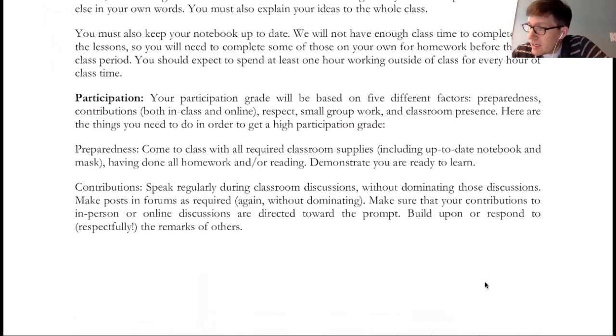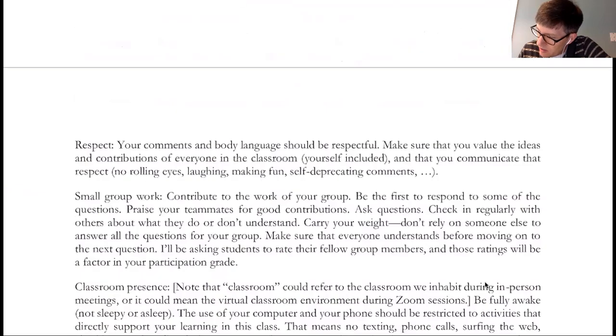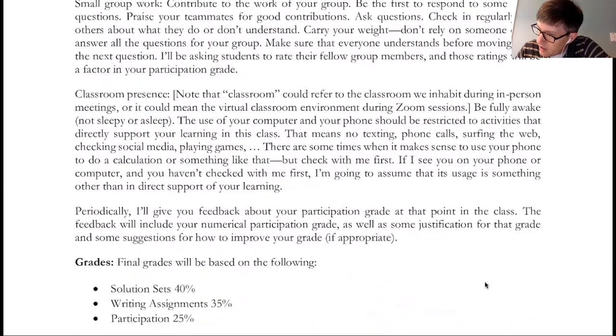So I'm going to be using a variety of things to grade your participation. I'm going to be using, oh, it's not here. Well, let's see. Here's the way that I'm going to grade that. Well, it doesn't see that. Well, I'll just tell you.